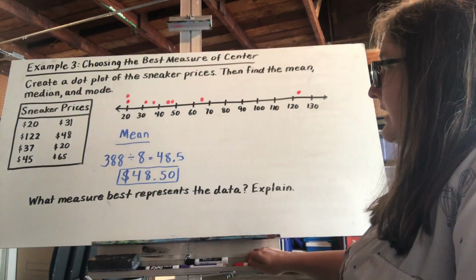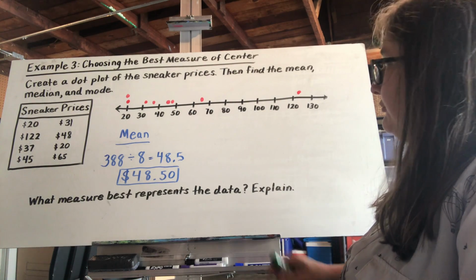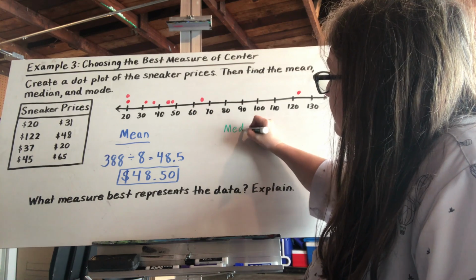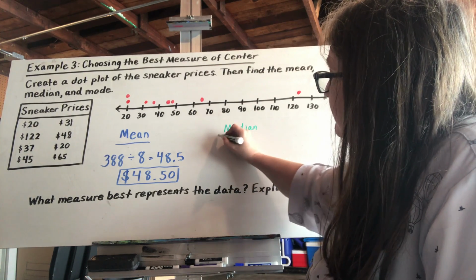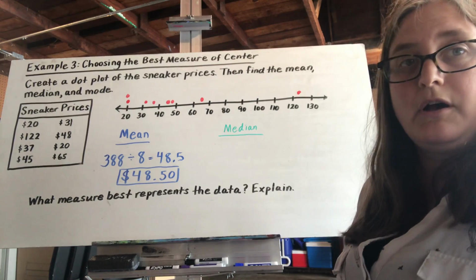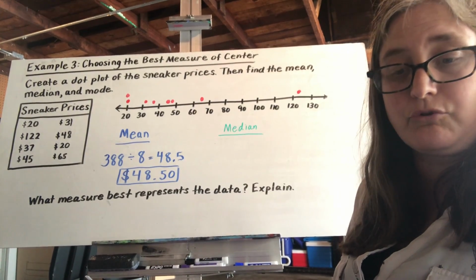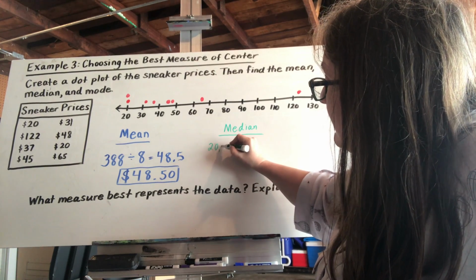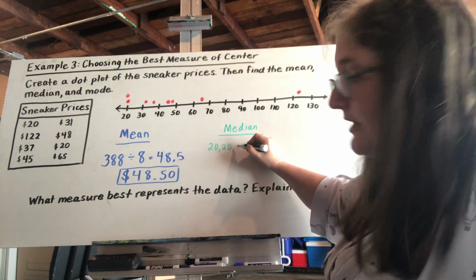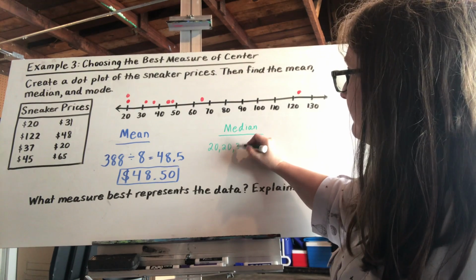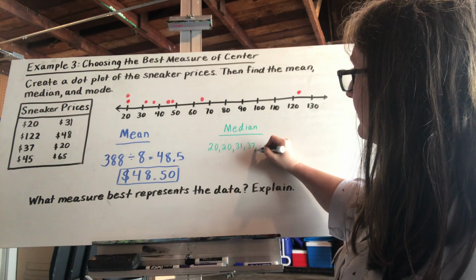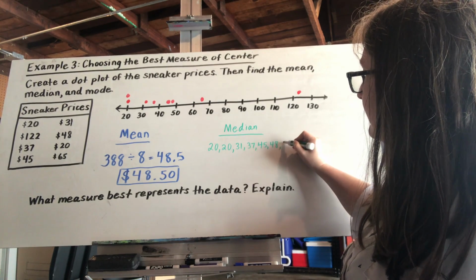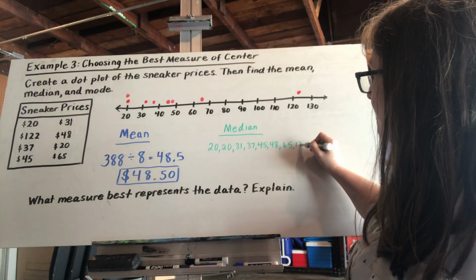All right, let's try the median. In order to do the median, I want to list all of the pairs of sneakers, all their prices, from least to greatest. So I had 2 20s. I had a pair that was $31, $37, $45, $48, $65, and $122.